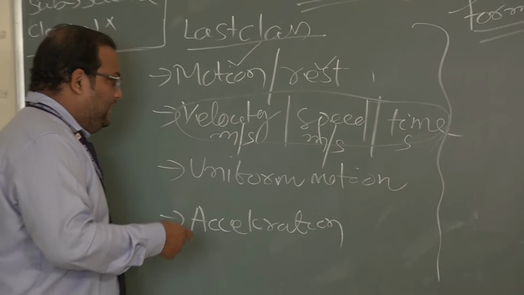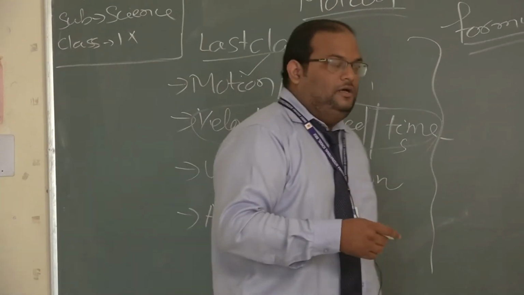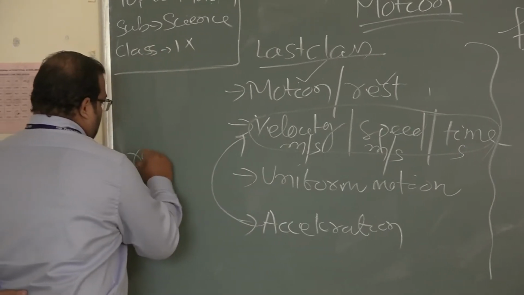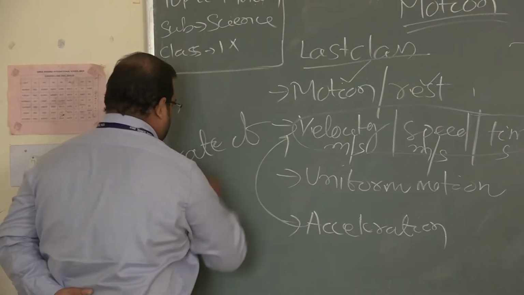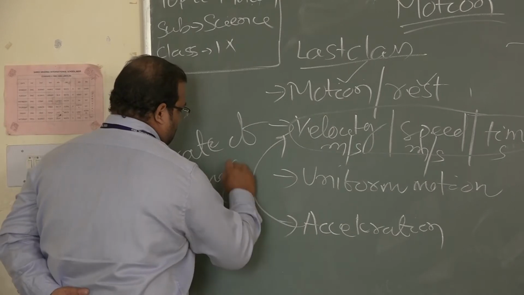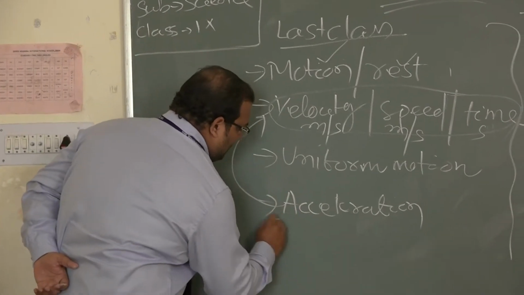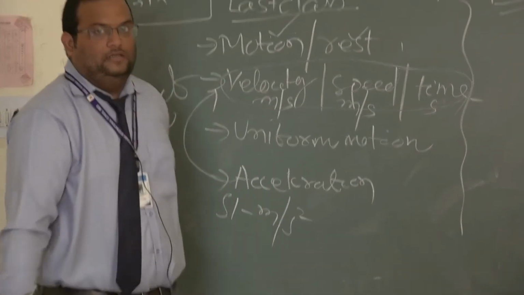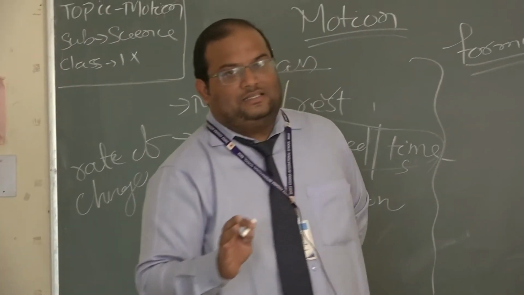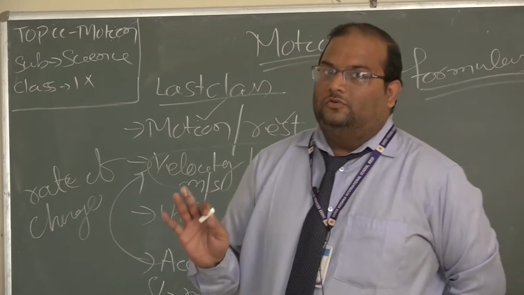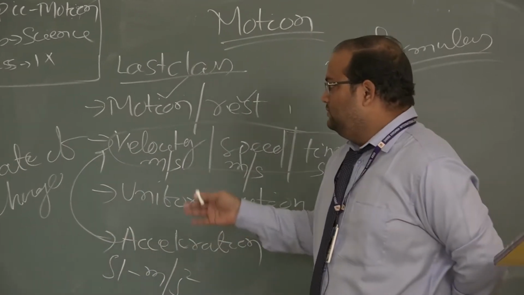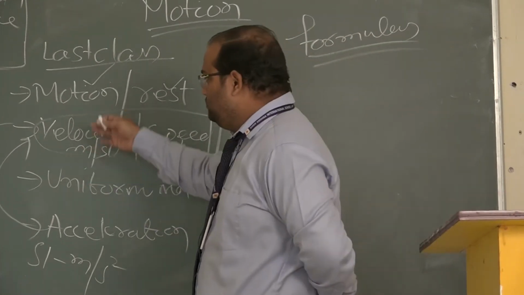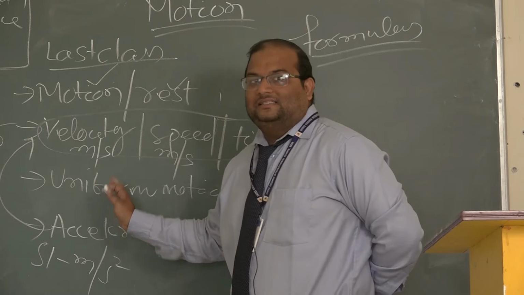Now uniform motion, acceleration, it was also taught. What is acceleration? Acceleration is the rate of change of velocity, and its SI unit is meter per second square. In my previous class, I have already discussed about it, so you may go through this channel to learn about this. Now I will be going a bit forward onto problem solving techniques and parts.